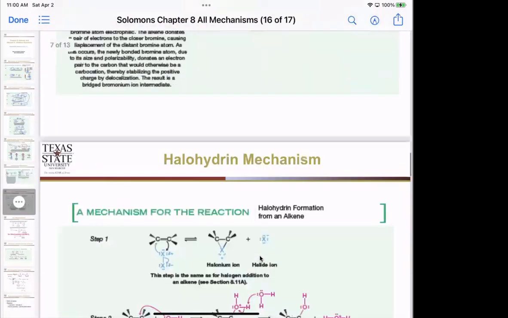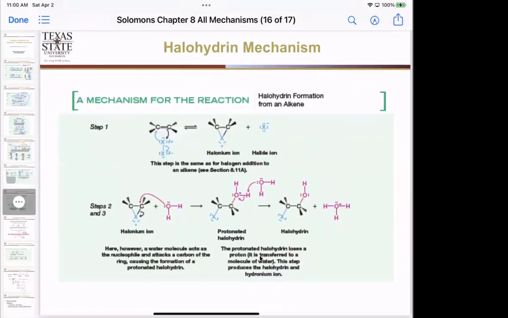All right, so now let's look at the halohydrin reaction. The halohydrin reaction starts exactly the same way as the halogenation does.